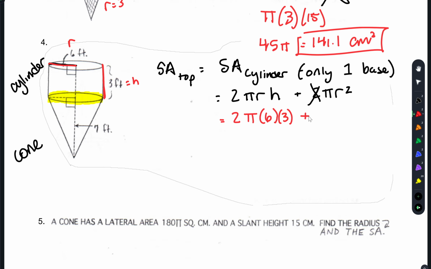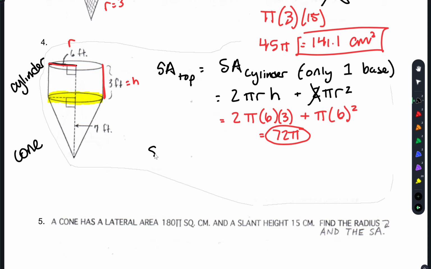Plus, I'm not going to multiply it by 2 because I only want one base, just pi radius squared. Now I can do my exact values. I'm actually going to leave this in exact values. I'm not going to round it because then I'm going to add them all together at the end. I'm going to leave this as 72 pi for right now. That's the whole top part.